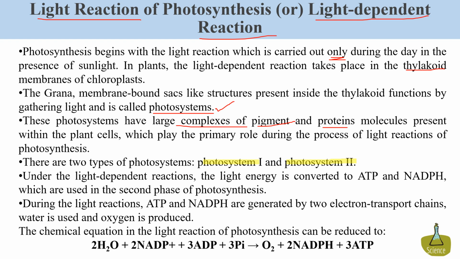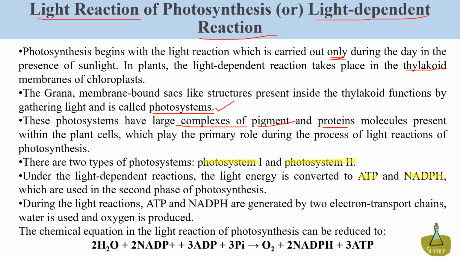Because the light dependent reaction occurs in the presence of sunlight, and here the light energy is converted into ATP and NADPH molecules, which are used in the second phase of photosynthesis.